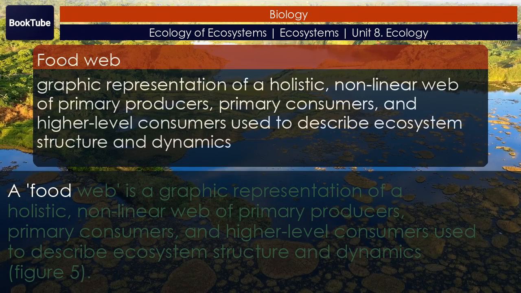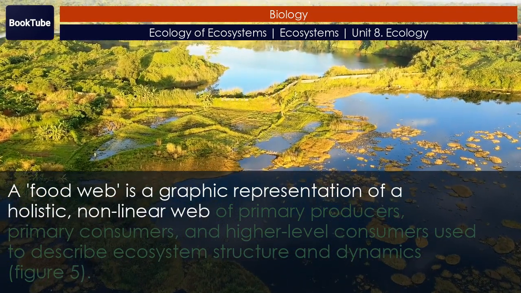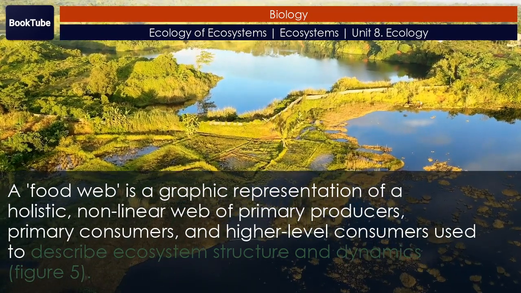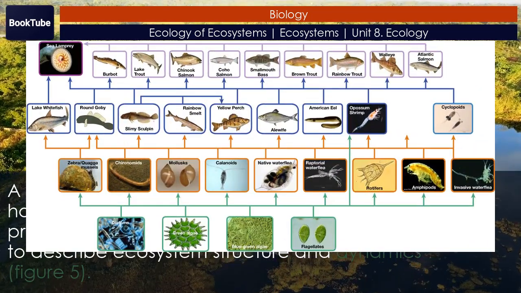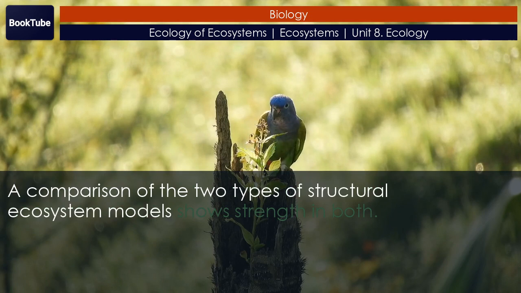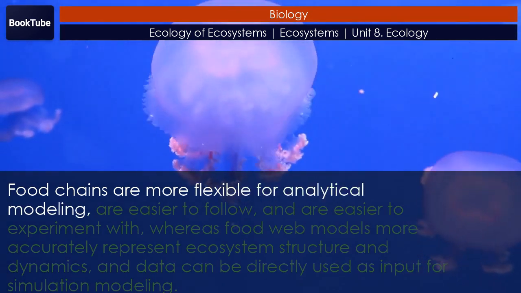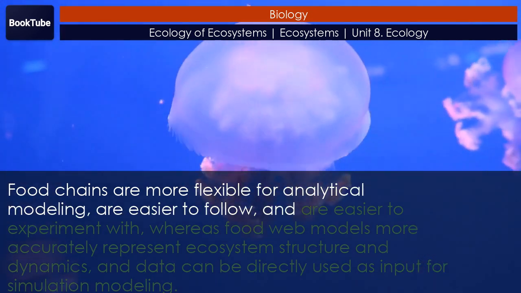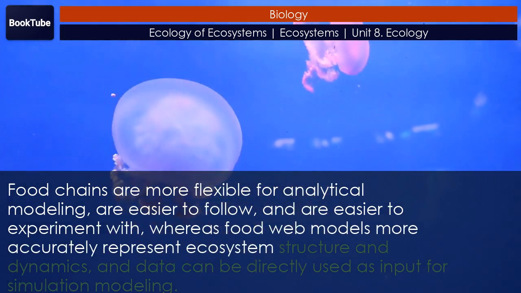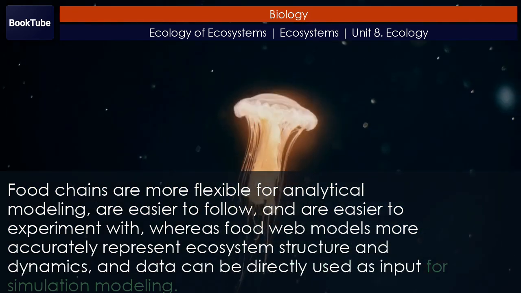A food web is a graphic representation of a holistic, nonlinear web of primary producers, primary consumers, and higher-level consumers used to describe ecosystem structure and dynamics. Figure 5. A comparison of the two types of structural ecosystem models shows strength in both. Food chains are more flexible for analytical modeling, are easier to follow, and are easier to experiment with, whereas food web models more accurately represent ecosystem structure and dynamics, and data can be directly used as input for simulation modeling.